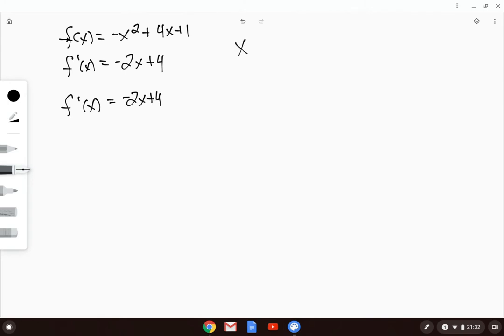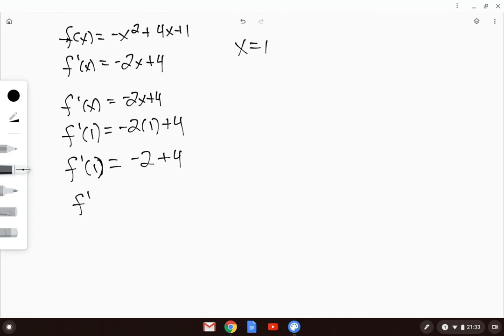So now that I have found my derivative of the function, and I want to find the slope or the rate of change at x equals 1, I'm simply going to do f prime of 1, because the second step we said was to solve for the slope. So what I just found here, this is the slope of the tangent line.